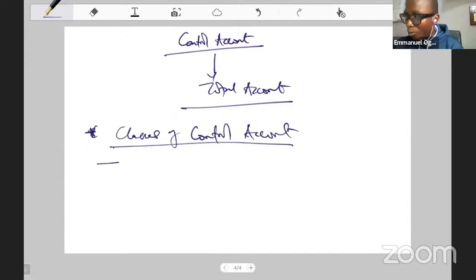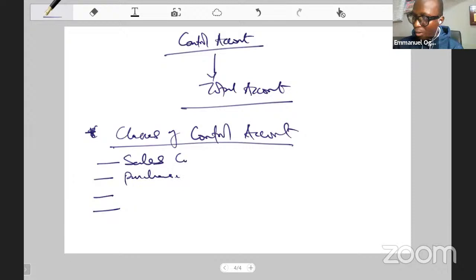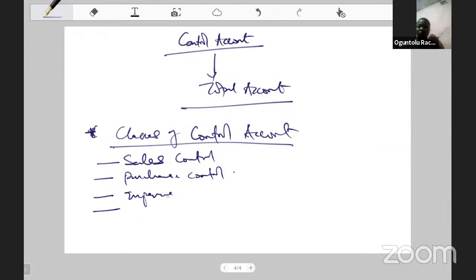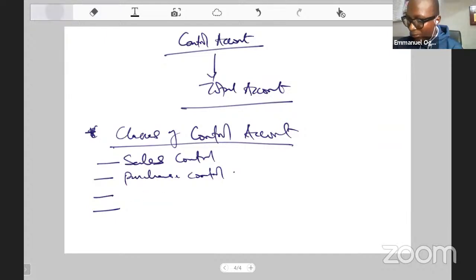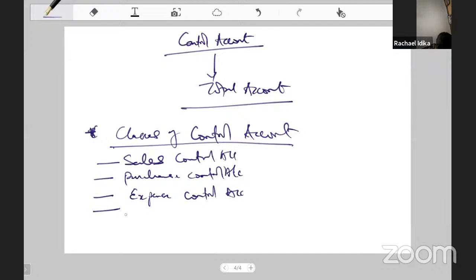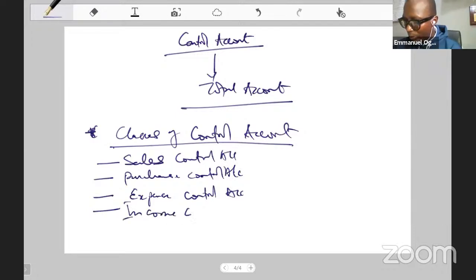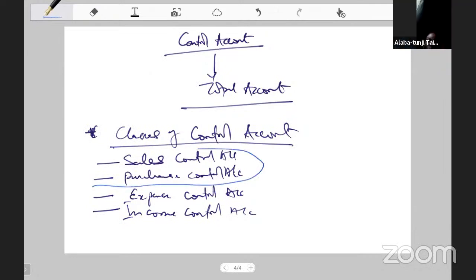When you see a lot of people teaching control account, they always dwell on two, which we call sales and purchases control account. But there's more. We have the third one that we call expenses control account, and what we call the income control account. But for our class, which I want you to focus on, we'll be looking at these two.